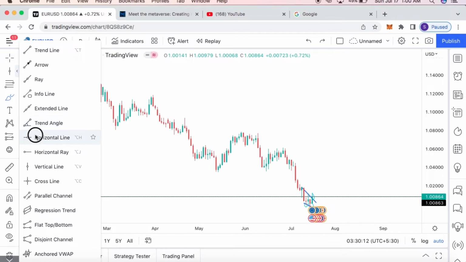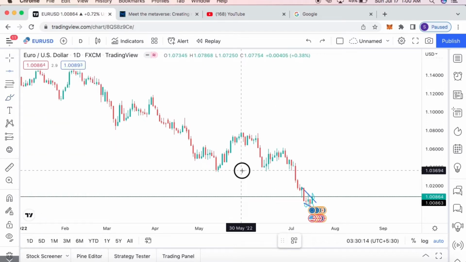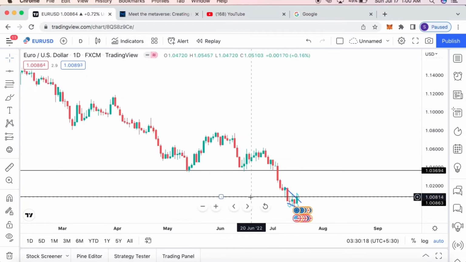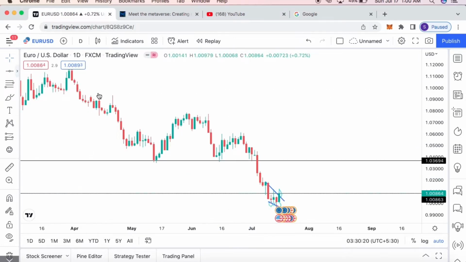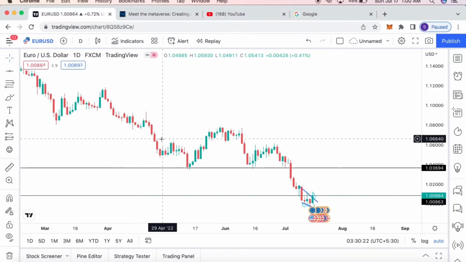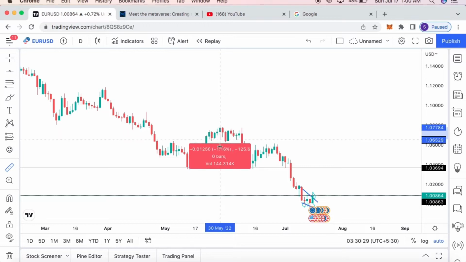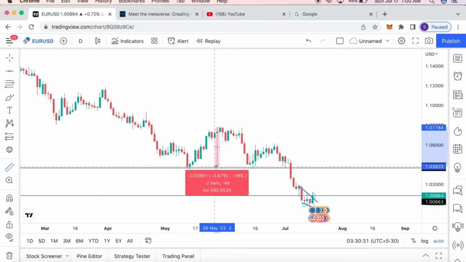So what you want to do is just draw out a neckline like this. When you draw out the neckline, go into the smaller time frames and look for the entry. But again, how do you measure your target? You just measure the distance between here and up here. You measure the cup from here to where the neckline comes down to, like this, you see.